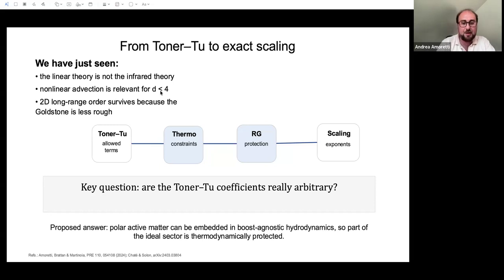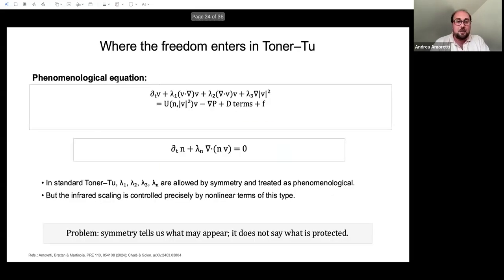Now, as I told you before, where these phenomenologists wrote the Toner-Tu equation, all these lambda 1, lambda 2, lambda 3, the potential U and the D terms, and the lambda n term in the continuity equation are completely arbitrary, okay? The problem in this case is that all these coefficients are nonlinear terms, but the infrared scaling is precisely controlled by nonlinear terms.